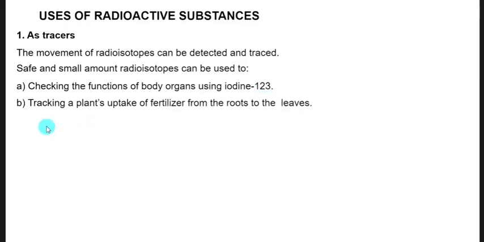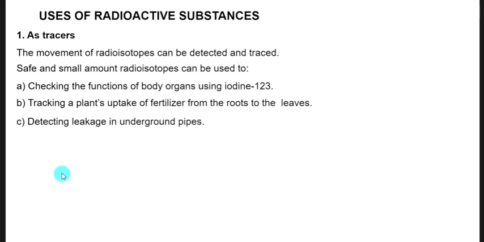Also, tracking a plant's uptake of fertilizer from the roots to the leaves. When radioisotopes are mixed with the water and fertilizer put in the soil, the radioisotopes together with the fertilizer can be absorbed by the plant and be moved. As it is moving, it can be traced how it is moving into the plant.